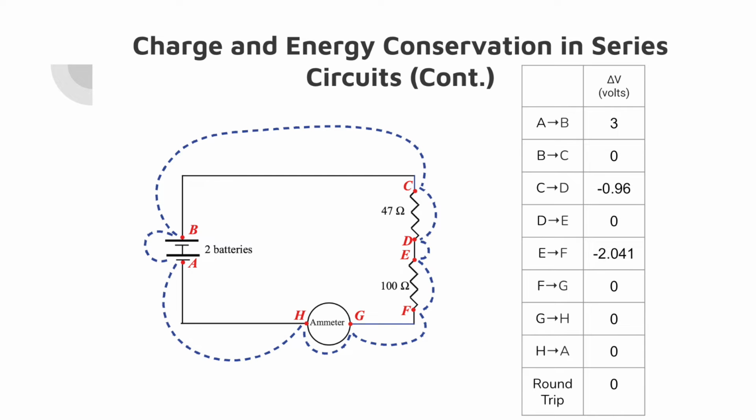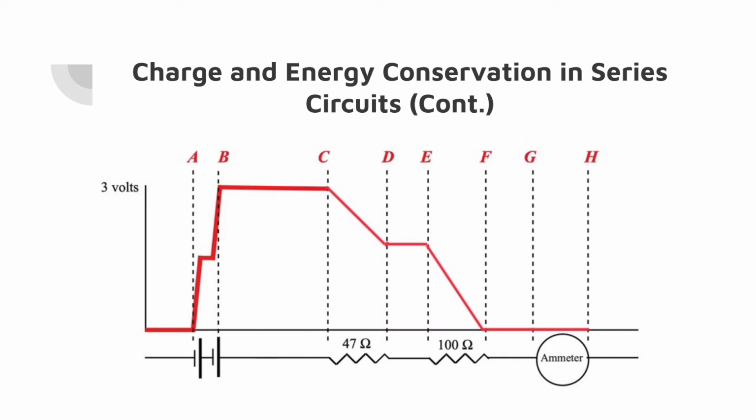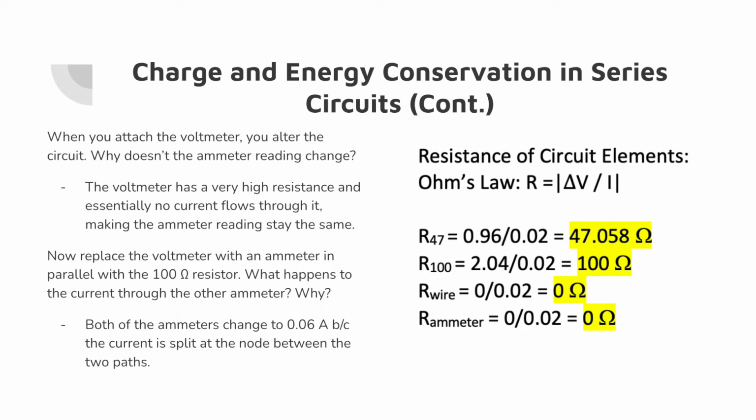When the circuit is closed, I measured the potential difference across different parts of the circuit, and these were the results. Notice that the sum of all the potential differences equals 0, in accordance with the loop rule, which states that energy cannot be created nor destroyed. Here is a graph that shows the potential at different points in the loop. The battery raises the potential, the wires do not change the potential, and the resistors decrease the total potential. This is a visual representation of the loop rule, because the total potential at the end of the loop is 0. When you attach the voltmeter, you alter the circuit.